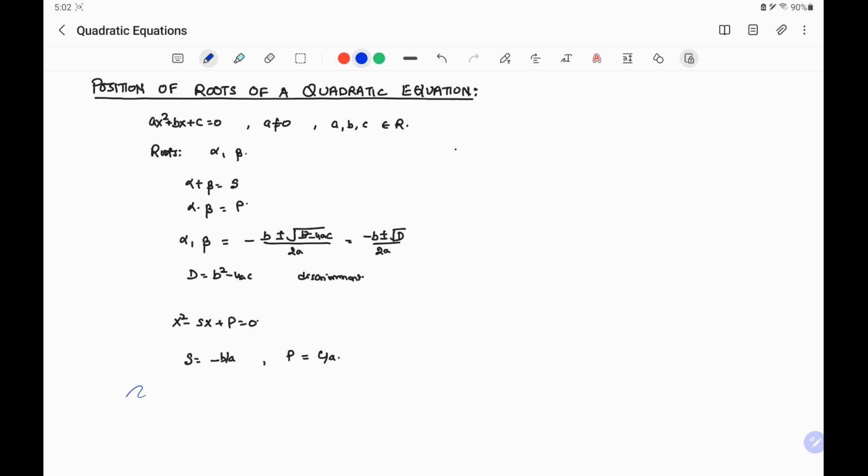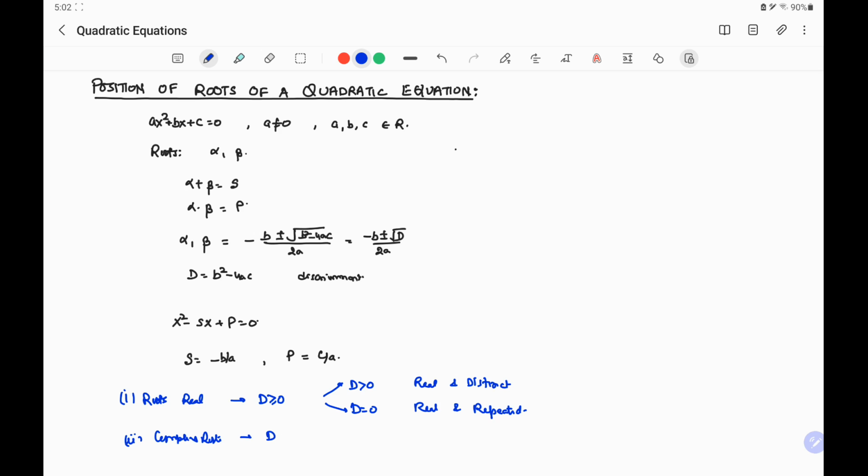As we have already mentioned, the roots will be real if discriminant D is greater than or equal to 0. And in this, D greater than 0 states that roots are real and distinct, while D equal to 0 states that roots are real and repeated, that means same roots. And second, the roots are complex if D is less than 0.